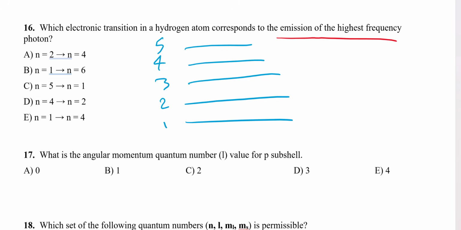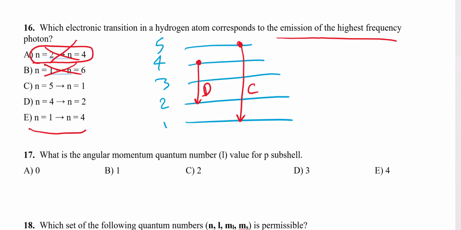and so on. In A, the electron moves from 2 to 4. This is not emission. Emission is always when the electron falls from a higher level to a lower level. So this is not our choice. Same for B. These are absorptions, not emission. So in C, the electron falls from level 5 to 1. In D, the electron moves from level 4 to level 2.